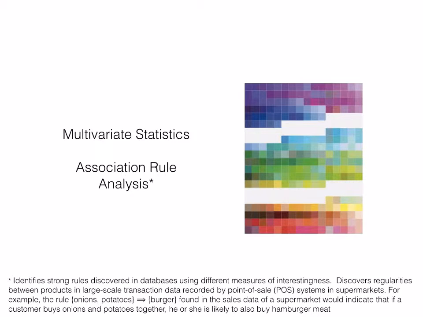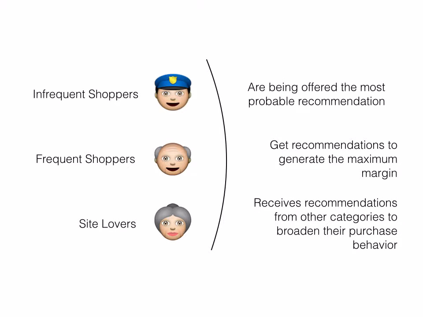So you've got a lot of opportunity there of how to market onions, potatoes, and hamburger meat all together, or to offer some at retail and a discount on others. So let's move on to the next slide.